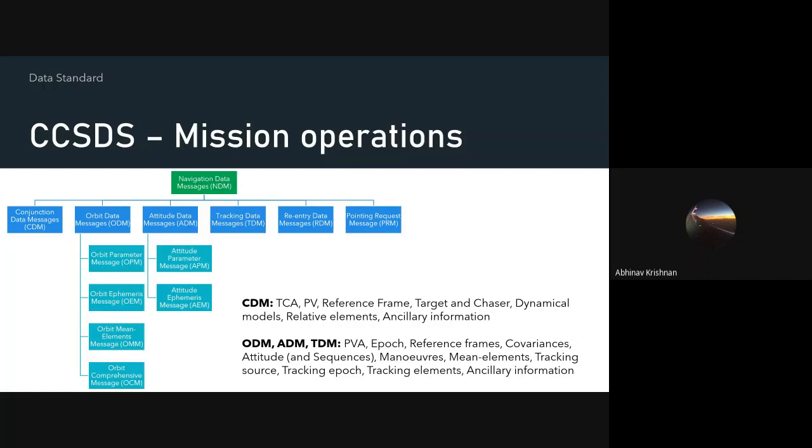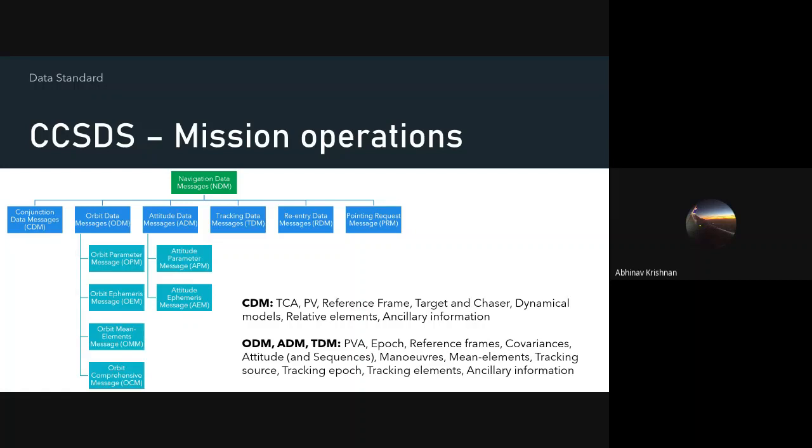What do I mean by ancillary information? Any other information like the NORAD ID, the ID of the spacecraft, the COSPAR ID, the launch ID, as well as the launch date is also present. You have the operator name. You also have any information regarding whether the thrusters were fired or any maneuver was performed. All that information is provided in the CDM. If they were tracked; if not, it's all empty.